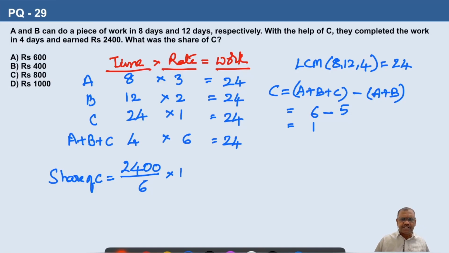In total we have to make 6 parts, because the total efficiency is 6 units per day, and the share of C is 1. So multiply with 1: 6 ones are 6, 6 400s, so 400 rupees is the share of C. Option B is the right answer.